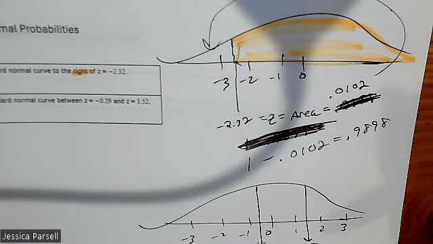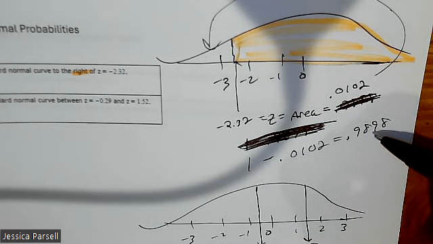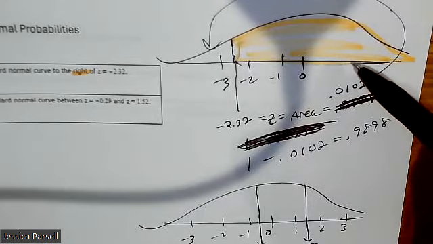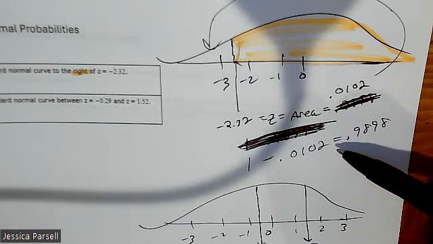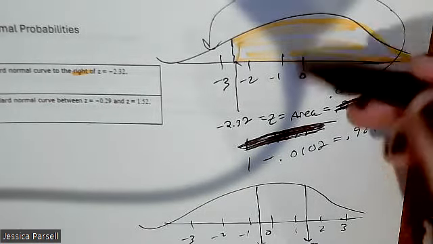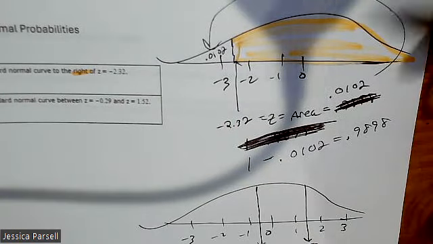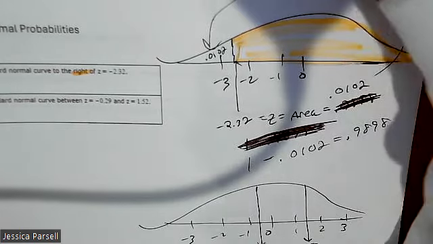So if you took care of the first problem, hopefully you got an area of 0.9898, which makes sense. That's 98.98% of the area under the curve. Hopefully you subtracted 0.0102, which is right here, away from 1. And that left you that piece to the right.